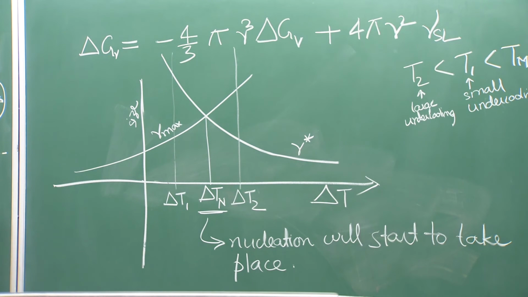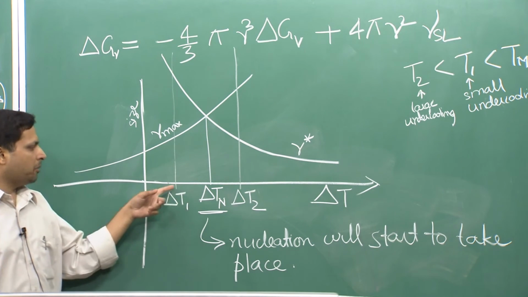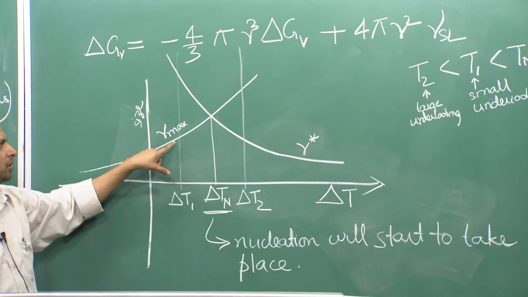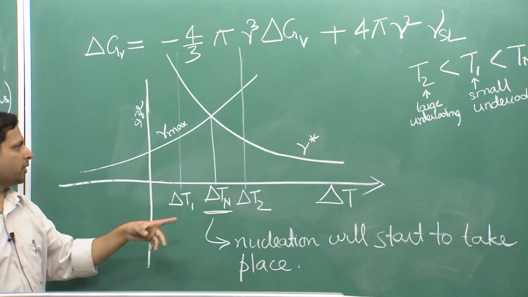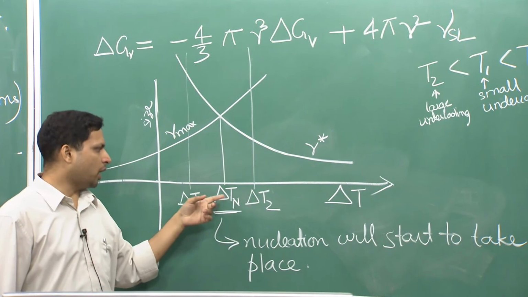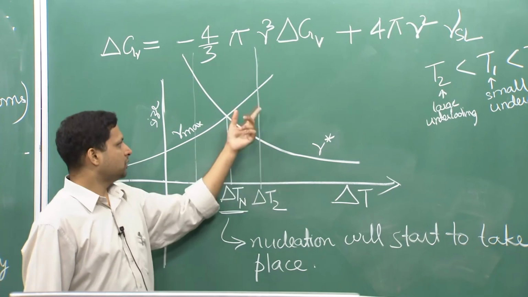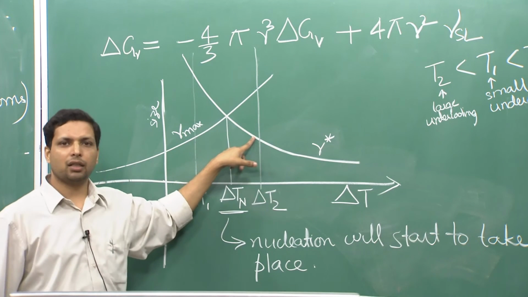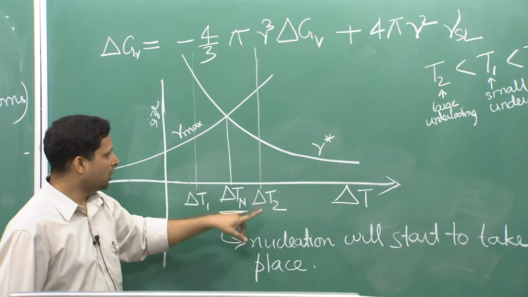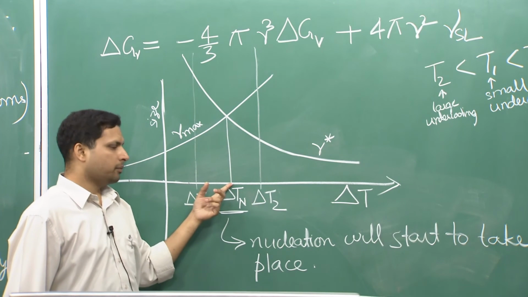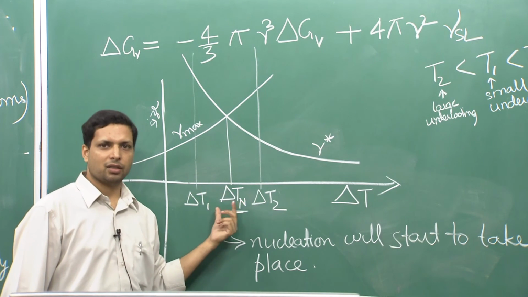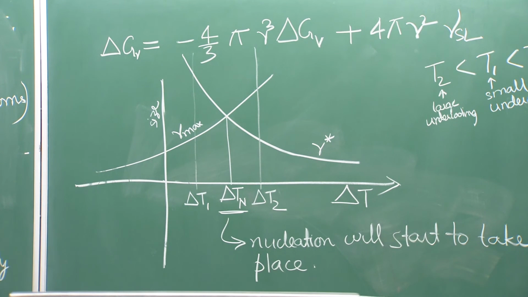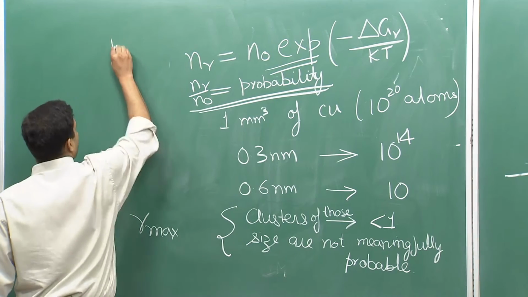So remember, if you are at a smaller undercooling, the maximum size that is possible is smaller than the required critical size. Only when you go to an undercooling larger than delta Tn is the maximum cluster size possible larger than the critical size required for solidification. And hence only when you are at an undercooling larger than this will you be able to get solidification. So, this is what we were talking about, the probability of nucleation.